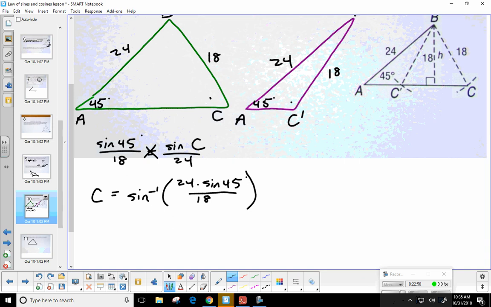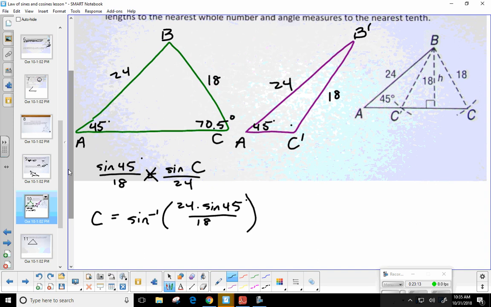Let's go ahead and round it to one decimal place. 70 point what? I got 70.5. That's exactly right. So 70.5 degrees. Is everybody okay with that? Now, by finding that one angle, look at how quickly a lot of the rest of this goes. What do I do to find angle B? Just subtract, right? What's 180 minus 70.5 minus 45? That's 64.5.